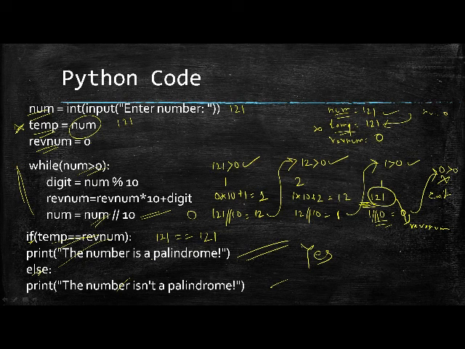So this is how we build the logic to check a palindrome number, which is nothing but comparing the input number with the reversed number. If it's matching, yes, it's a palindrome.